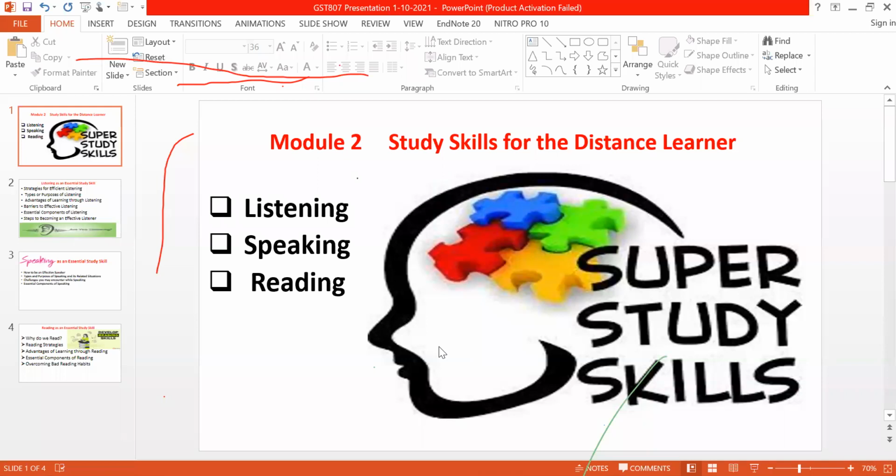Advantages of learning through listening: it improves communication skills. It helps to increase our understanding of that particular thing we are learning at that time. It helps to retain and recall in our memory.